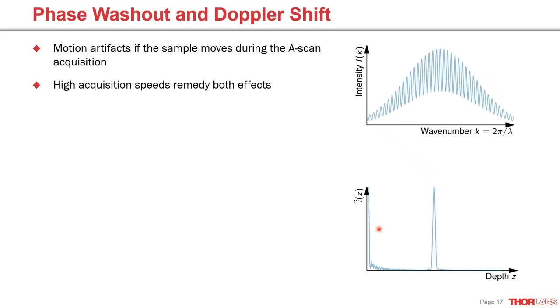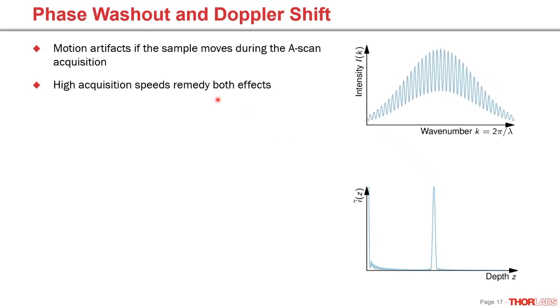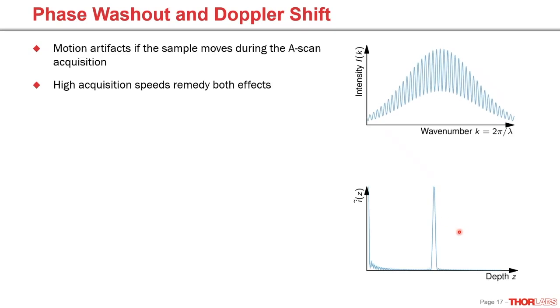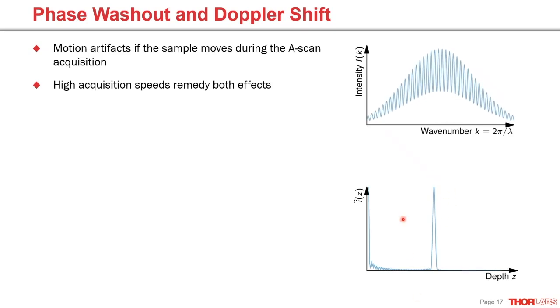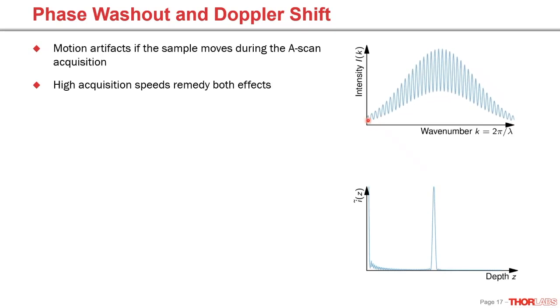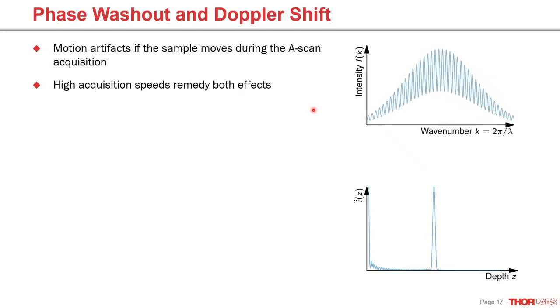And another feature I'd like to talk about is the so-called phase washout that occurs in SD systems and the corresponding Doppler shift that will occur in swept source systems. So let's assume we have a signal from a mirror, in this case again, that moves slightly. So we see that due to this small motion, the phase, you can see this here on the edge, will change slightly. And let's assume that this happens during the acquisition of a single A scan.